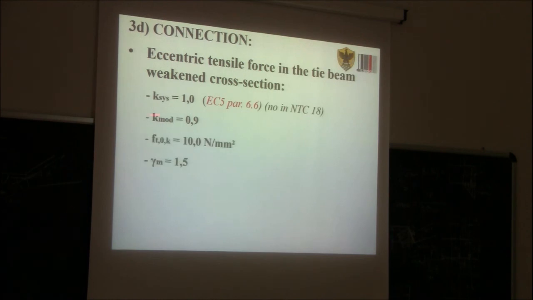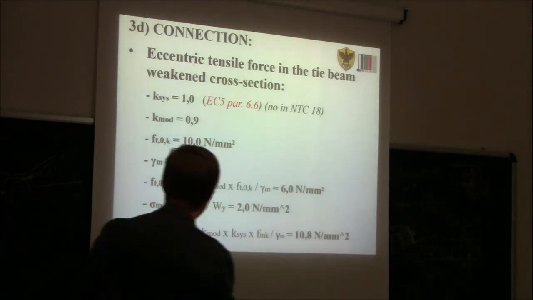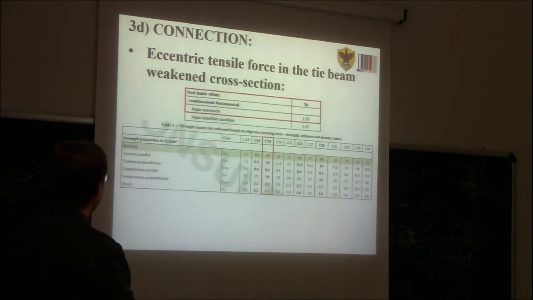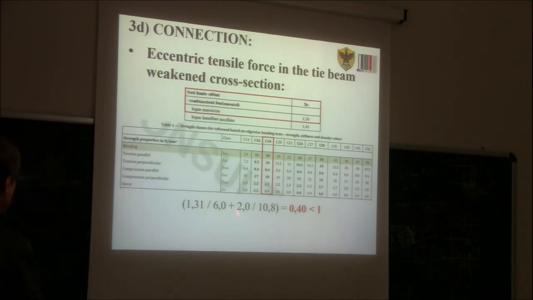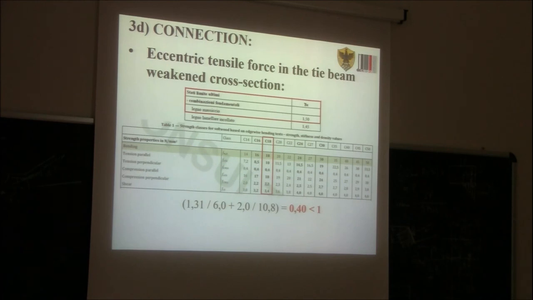Then we calculate the design tensile strength parallel to the grain, in Newton per square millimeter. So sigma MYD, the pure bending stress, is 2 Newton per square millimeter. FMYD is 10.8. So you see the interaction criterion provides a coefficient which is 0.40 and is less than 1, meaning that also this tie beam verification, considering its eccentricity, is satisfied.